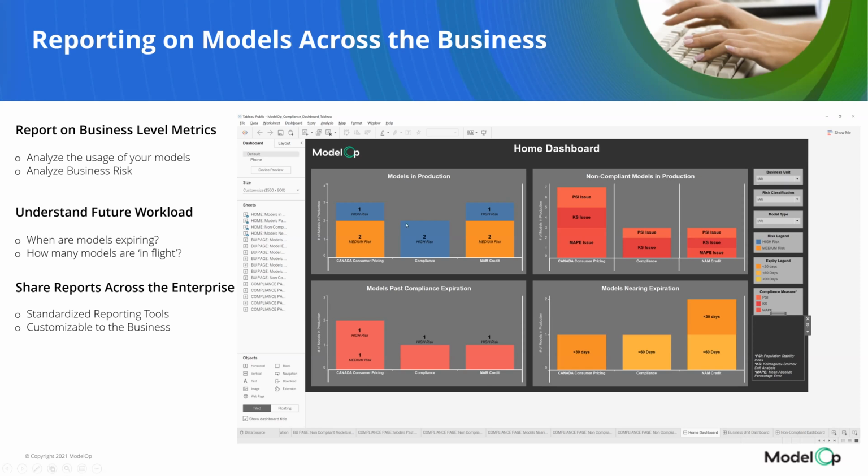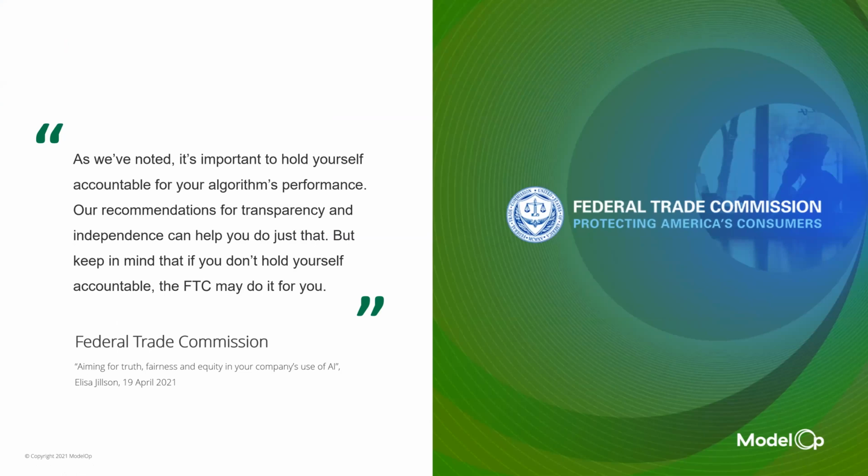And why do we want to do all this? Well, the Federal Trade Commission and the EU have recently released some very specific guidelines and reports around machine learning models in particular, but they really do apply to traditional models too. And I'm just going to share this particular quote with you because it shows the importance of why you need to get a handle on all this data and what's going on with your models. "As we've noted, it's important to hold yourself accountable for the algorithm's performance. Our recommendations for transparency and independence can help you do just that. But keep in mind that if you don't hold yourself accountable, the FTC may do it for you."